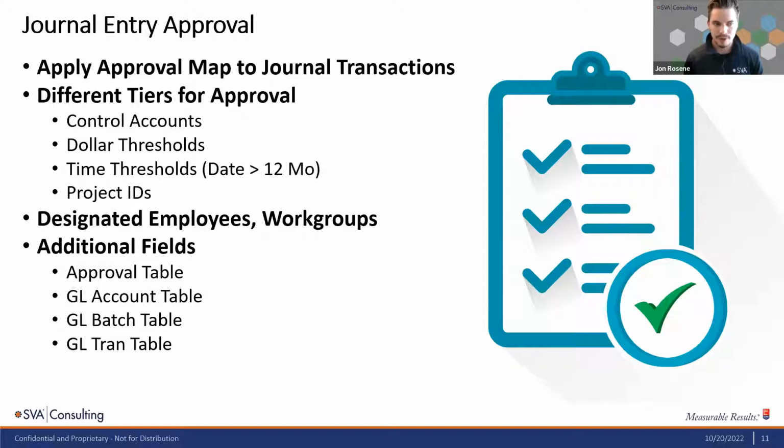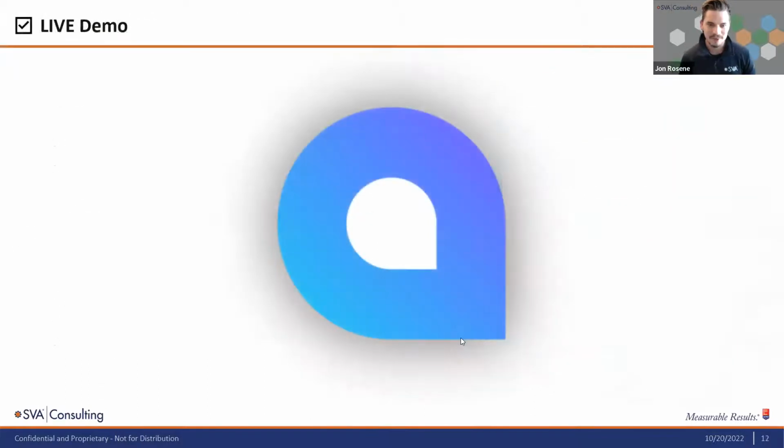You'll also see dollar thresholds, time thresholds, project IDs. So on the project accounting side, great to have those routed for the transactions that don't just use a non-project code to help balance that GL transaction. And so I'll turn it over to Andrea to go through the actual demonstration of the GL approval.